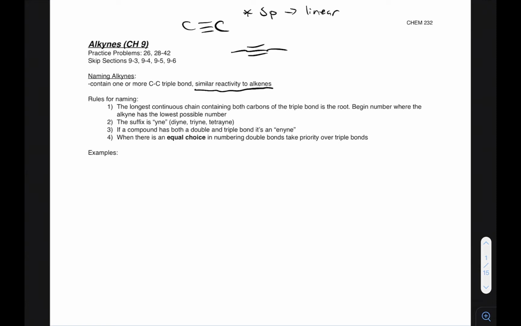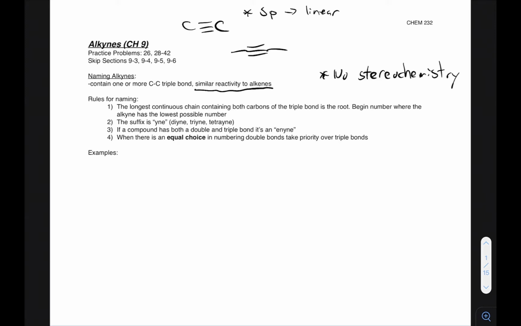And alkynes are a little bit easier than alkenes, because there's no stereochemistry involved. Because alkynes are linear, there's no E or Z designation like there was with alkenes. So let's take a quick look at some examples here following these general rules, okay?